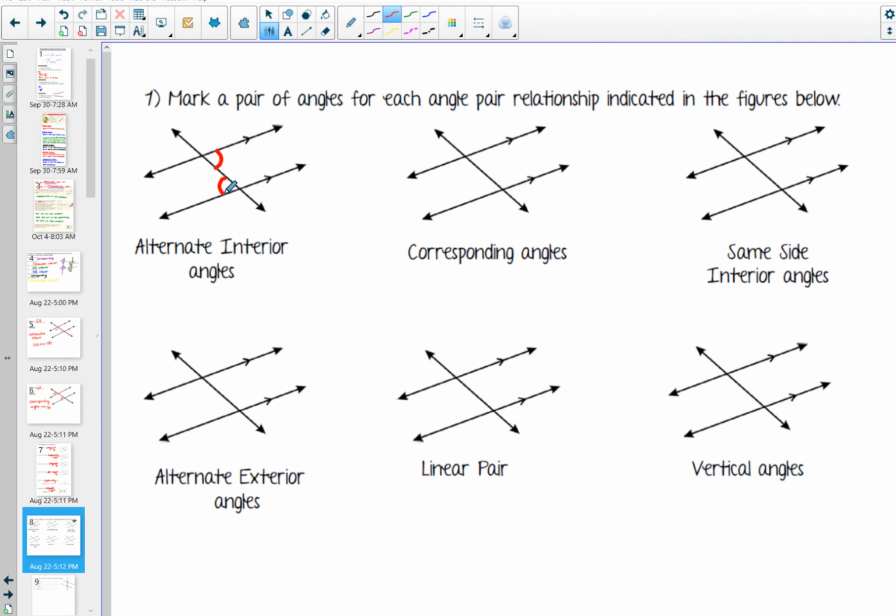Okay, corresponding angles. Beautiful. Corresponding angles. What do we know about the measure of corresponding angles? Are they supplementary or are they congruent? They're congruent. Corresponding angles are congruent, just like alternate interiors are congruent.